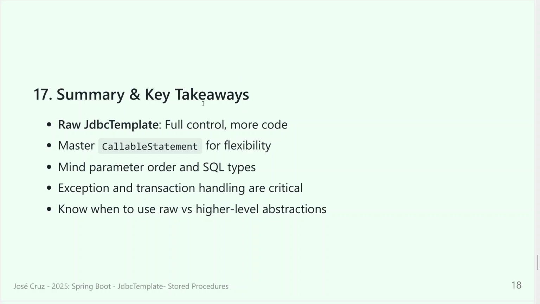In summary, some key takeaways: raw JDBC, full control, more code. That's one of the things. Master CallableStatement for flexibility. There are some use cases where stored procedures are great, but avoid them at all costs, unless you have to perform operations that are faster on the database side than on the Java side. Mind parameter order and SQL types, of course. Exception and transaction handling are critical. If they belong to transactions, make sure that you put the annotation in Spring Boot. Know when to use raw versus higher level abstractions.